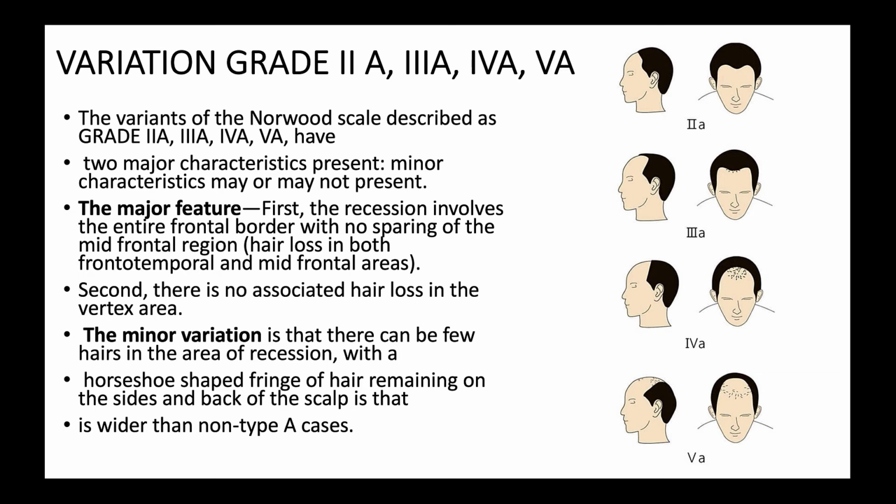The minor variation is that there can be a few hairs in the area of recession, with a horseshoe shaped fringe of hair remaining on the sides and the back of the scalp. Means a few miniaturized hairs may be present, but the rest of the character remains the same. And what is that? The panniculus in the mid-frontal area is not there, which usually is in Norwood stage 1, 2, 3, 4, 5.